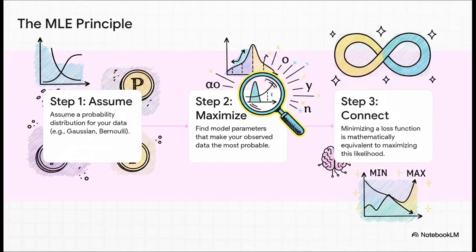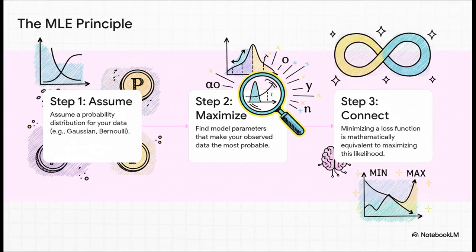And that principle is called maximum likelihood estimation, or MLE. Sounds a little intimidating, but the idea is actually like a three-step detective story. Step one, you make an assumption, a guess, about the underlying pattern of your data. Its statistical personality, if you will. Step two, you use this MLE thing to find the model that is the most likely suspect, the one most likely to have created the data you see.